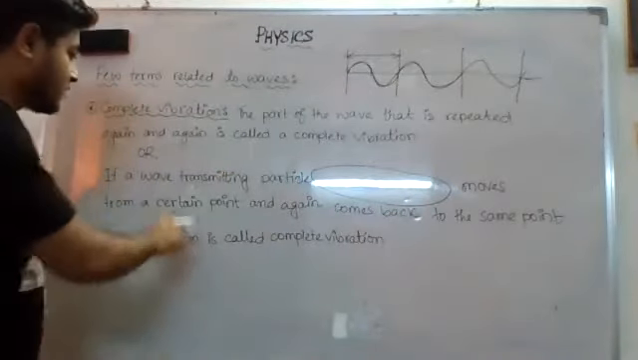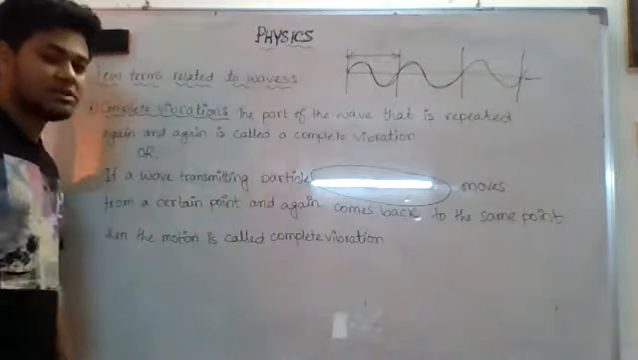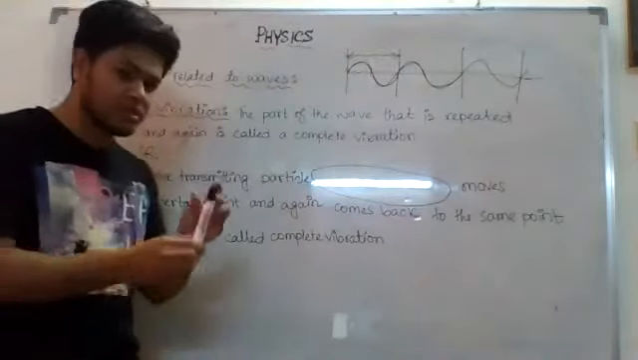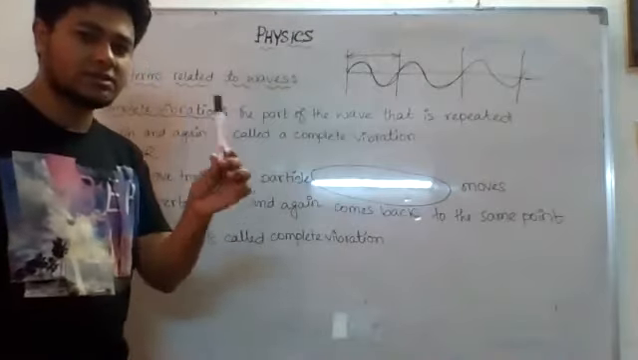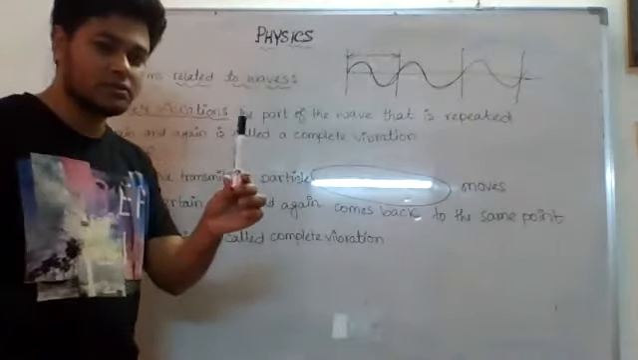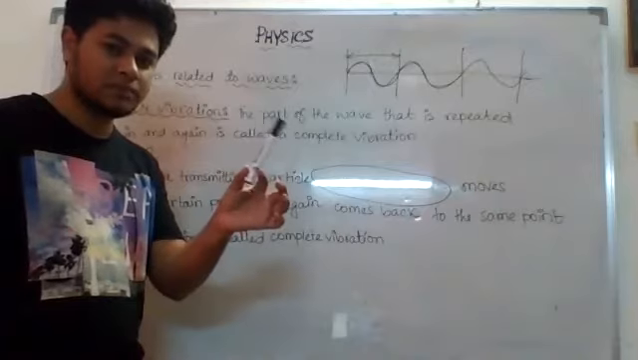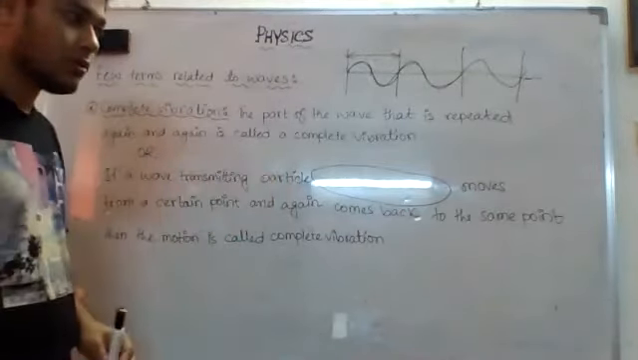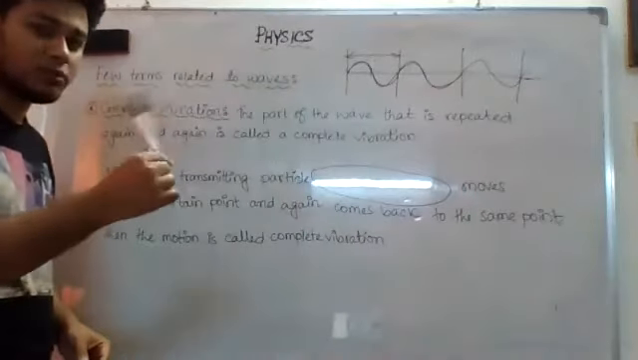Now the second statement of the definition is for simple harmonic motion. Simple harmonic motion means, see, whenever we have, let us say, a tuning fork, I hit it, what will happen? It will start vibrating, right? So this also has a simple harmonic motion, if you remember. A vibrating particle has simple harmonic motion.